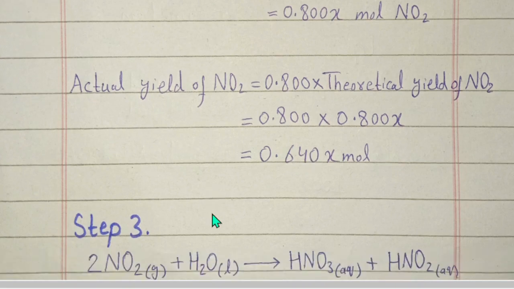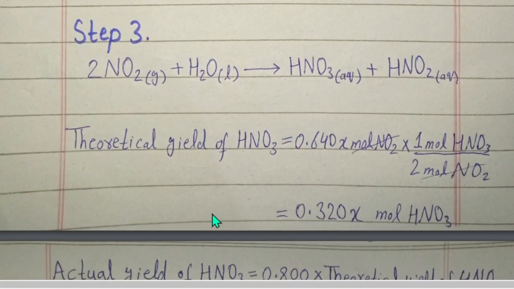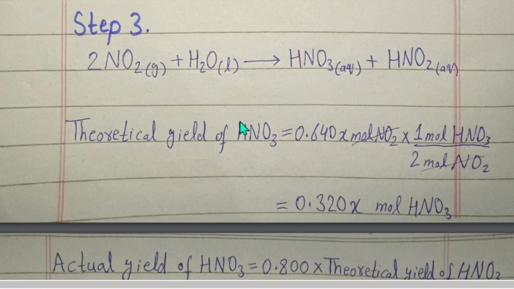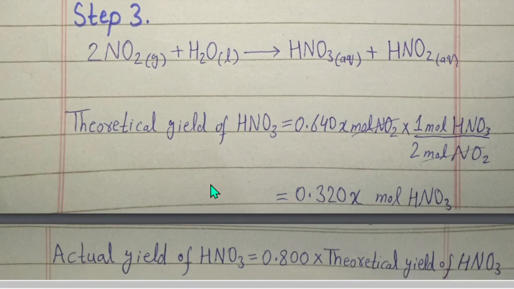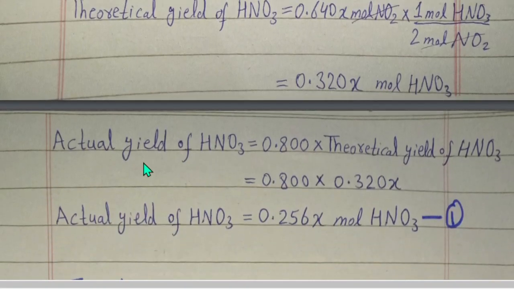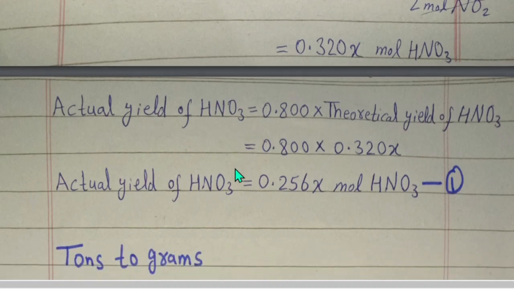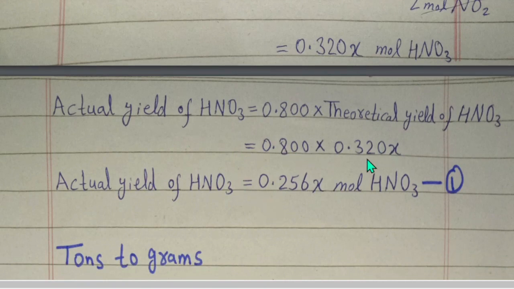In step 3, we can find the theoretical yield of nitric acid using the actual yield of NO2 produced. For that, we will multiply 0.640x with the mole ratio between NO2 and nitric acid. The answer has three significant figures, as the mole ratio does not affect significant figures. Then we can convert its theoretical yield into its actual yield using this formula. There should be three significant figures as both numbers multiplying have three significant figures. Let's call this equation 1.